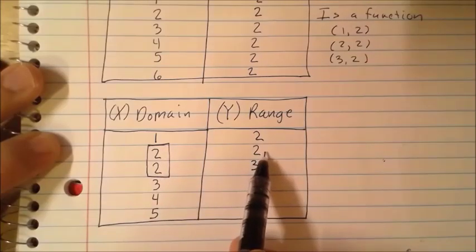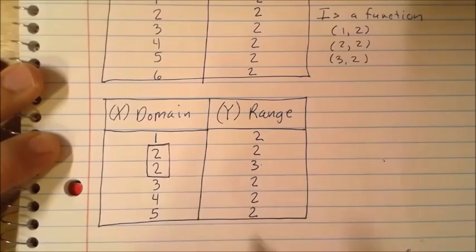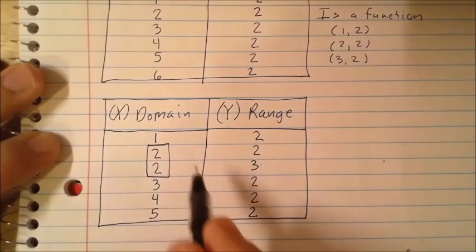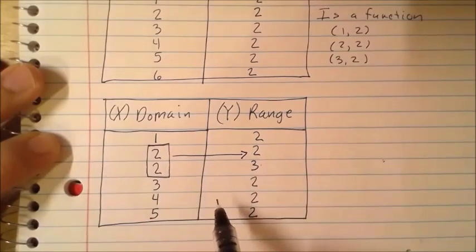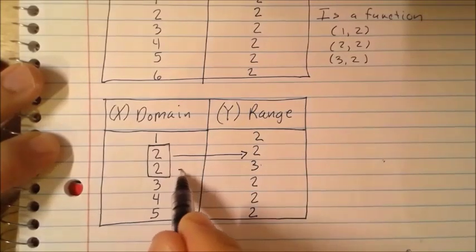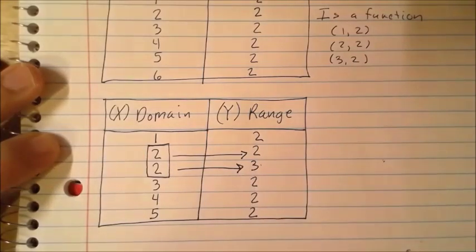If it were to give the same y value, for instance, if this was 2, 2 and this was 2, 2 again, it still would be a function. They just for some reason put that point in the table twice. On the other hand, if the x value is saying it has a relationship with the y value, and then that same x value is saying it has a relationship with a different y value, as in this case, then it is not a function.